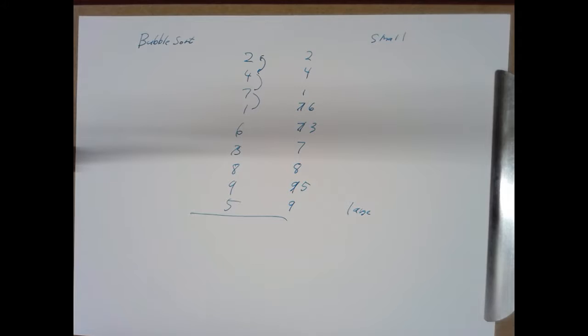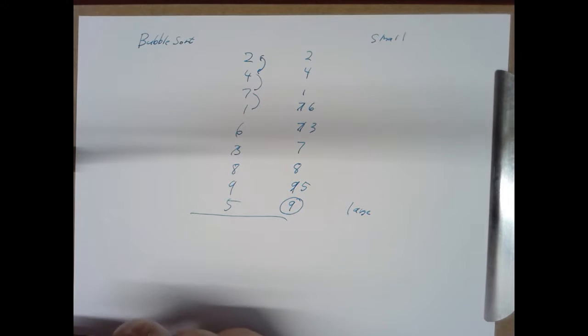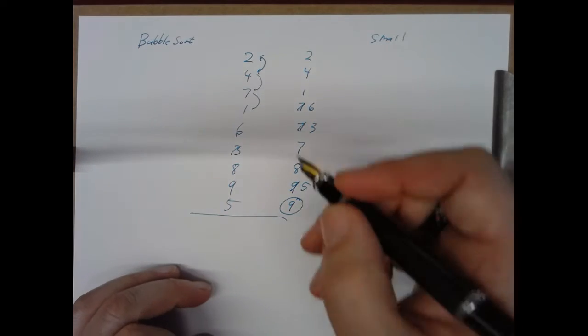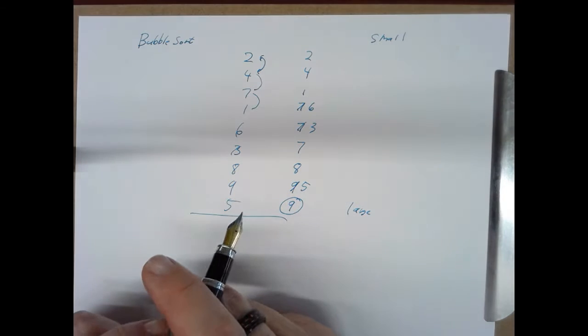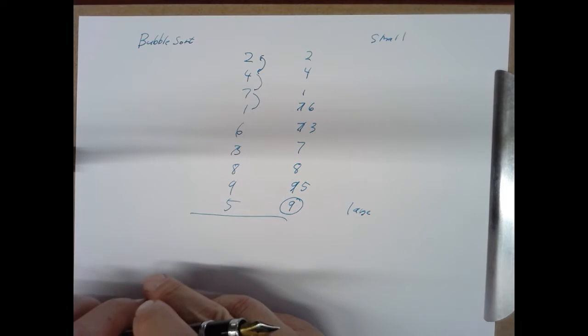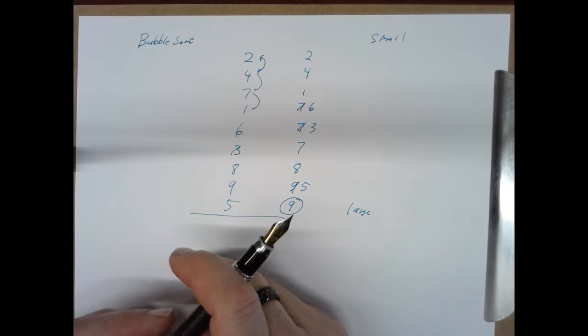Okay, after you've done this once, we know that the largest number is at the bottom, and we can prove that. How? Probably with mathematical induction. So the largest number is at the bottom, and now we have one fewer number to sort. And in the simplest version of a bubble sort, we just repeat that exact process.